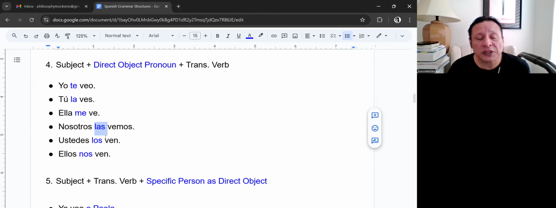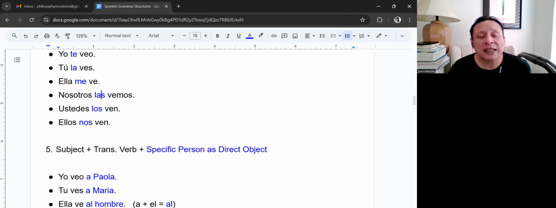But for our purposes now, we just want to see the sentence pattern. So supposing it's clear who this person is talking about, this is just what they would say. Nosotros las vemos. Right? Okay. So this could be you guys plural, all females, or it could be them plural, all females. Ustedes los ven. Again, this could be you guys plural, all males, or mixed males and females, or it can be them, all males, or mixed males and females.